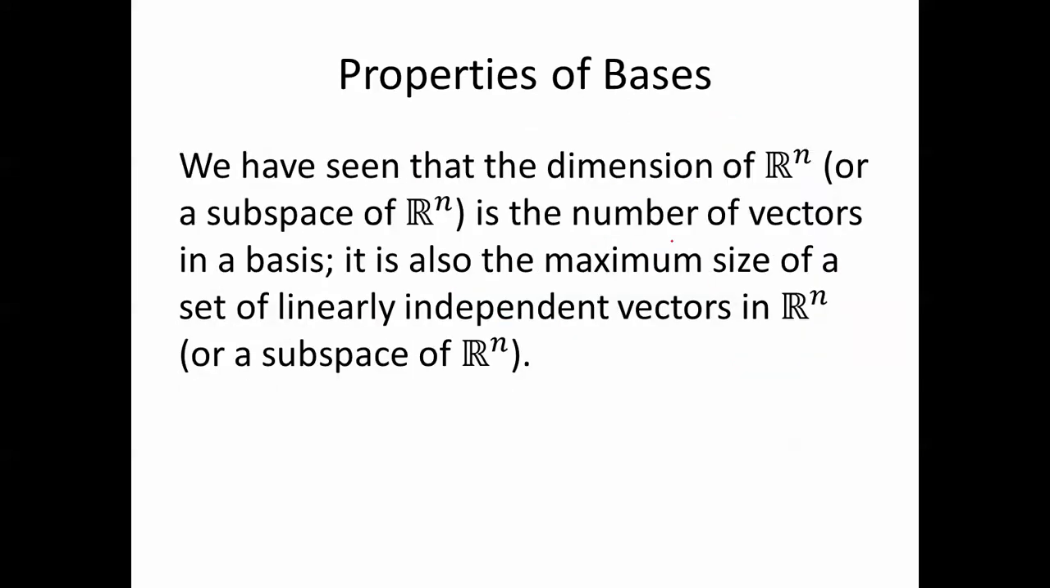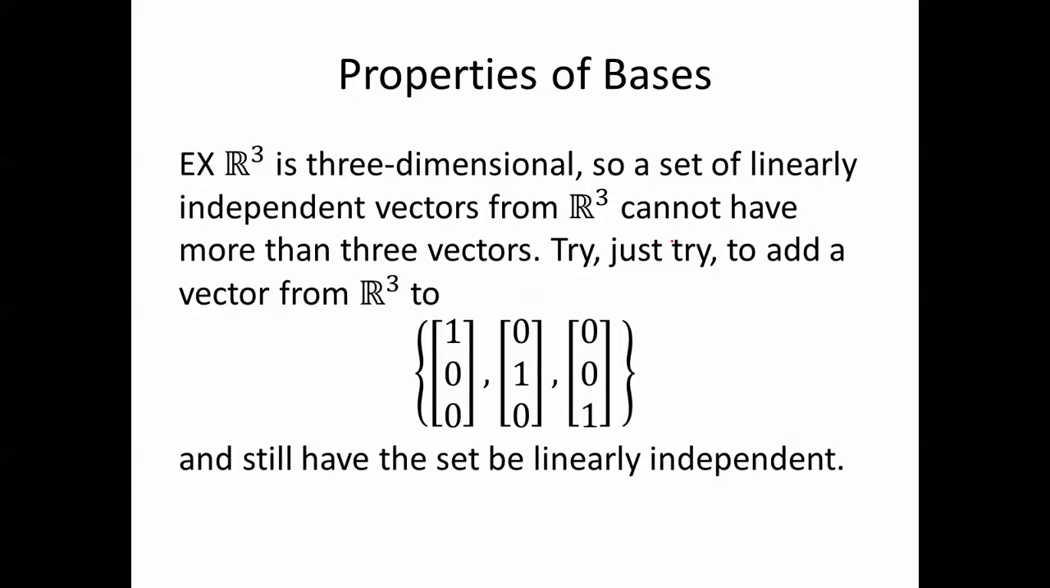We have seen that the dimension of Rn, or a subspace of Rn, is the number of vectors in a basis. That's how we define it. It is also the maximum size of a set of linearly independent vectors in Rn, or that subspace of Rn. For example, R3 is three-dimensional space, so a set of linearly independent vectors from R3 cannot have more than 3 vectors. Just try to add a vector from R3 to {(1, 0, 0), (0, 1, 0), (0, 0, 1)} and still have the set be linearly independent. It's impossible. You can't.